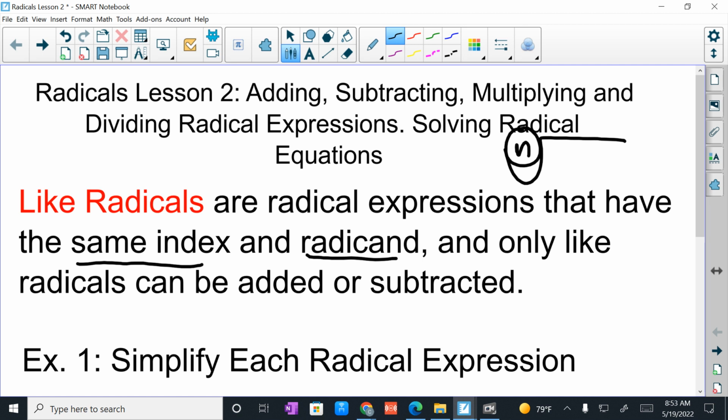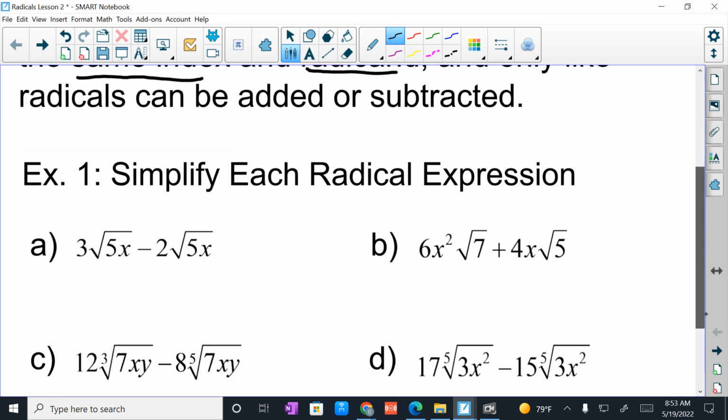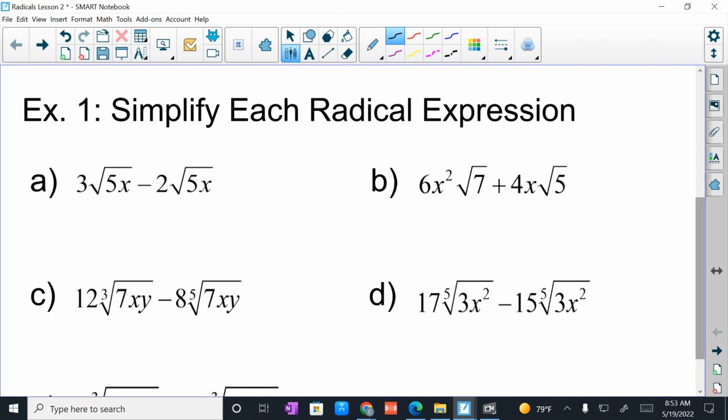So let's think about that. Remember we talked about multiplying already. We're going to review it again today. But for multiplying, all you need is the same index. When you're adding them, my friends, they must have the same index and the same radicand for them to be like radicals.